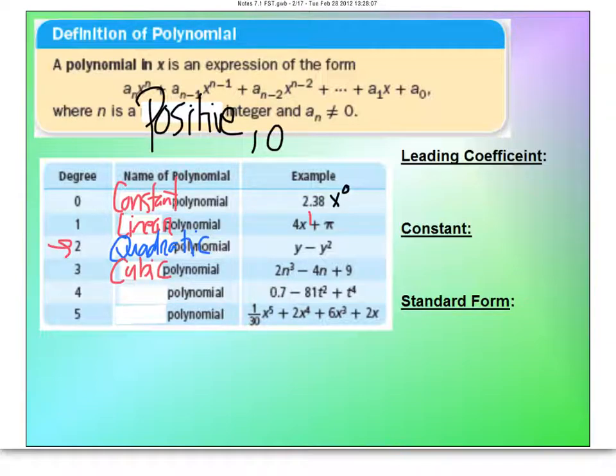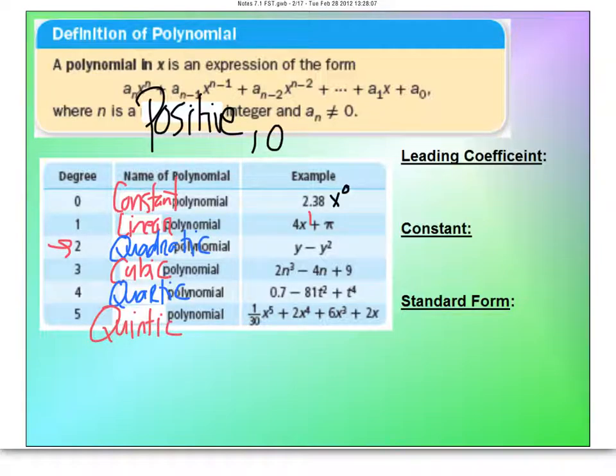A 4th degree polynomial, highest exponent here is a 4. This one is called a quartic, just like there's 4 quarters and a dollar. And the last one we're going to address here is a 5th degree polynomial. Here we have the highest degree is a 5, and this one is actually called quintic.